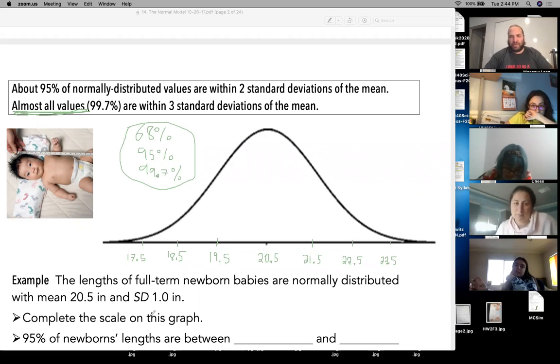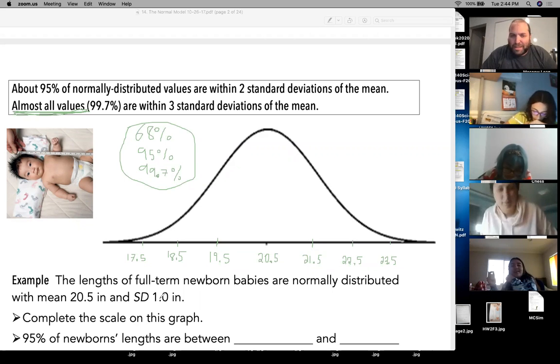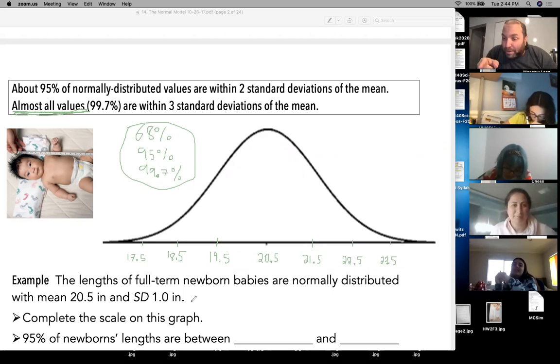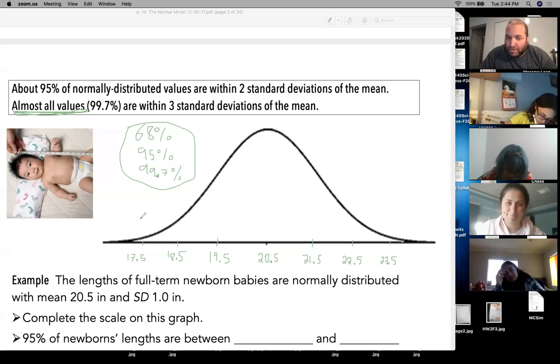I don't know what these things mean. But anyways, that means your baby was exceptional. Your baby is exceptional because almost all babies are born between 17.5 inches and 22.5 inches, and your baby was past that. So that means your baby is unusual. Well, more than unusual, exceptional.